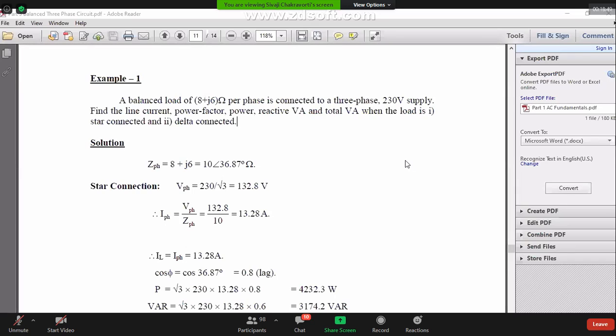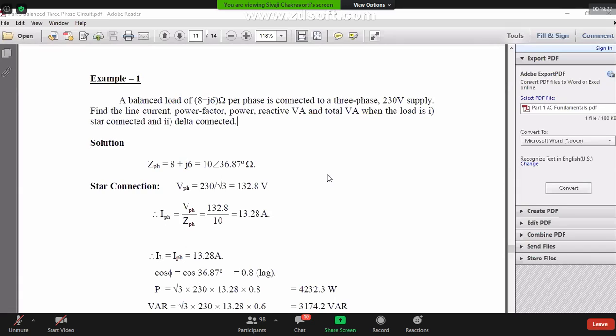Now it's not a wrong statement, because there are certain things in engineering where we go by the convention. The convention is that if nothing is stated, it is always the line voltage. So this 230 volt will be the line voltage. Then it is stated: find the line current, etc., when the load is star connected as well as when the load is delta connected.